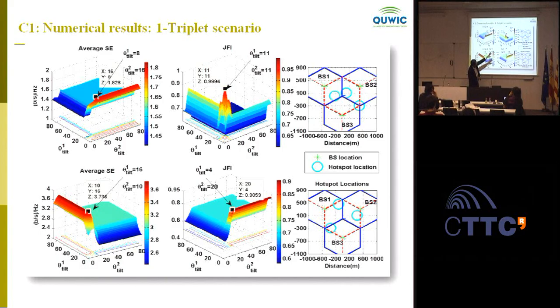But assuming that these are centers of gravity, in the first scenario, you see that for these particular locations of hotspots, the optimal tilt values are 8 degrees and 16 degrees. I have fixed the third tilt value because it's not possible to show a four-dimensional graph. And for the other set of locations of base stations, the tilt values actually change.